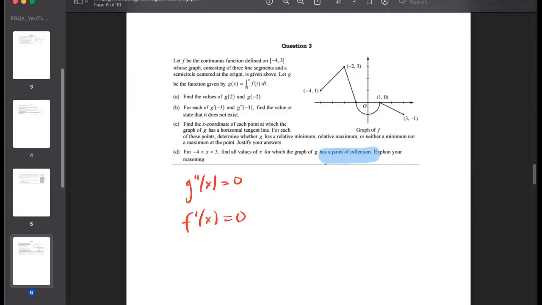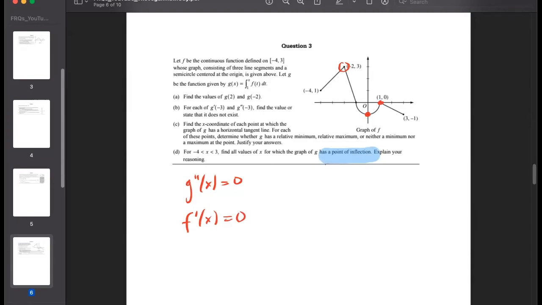So we need to find when the slope of f, so the slope on the graph, has a slope of 0. And looking at the graph, it's at -2, and then here at 0, and then at 1. Again, because that's when f has a slope of 0, meaning that's when G double prime of x is going to equal 0.